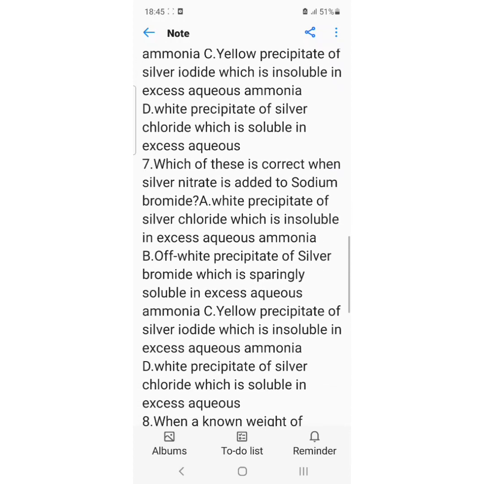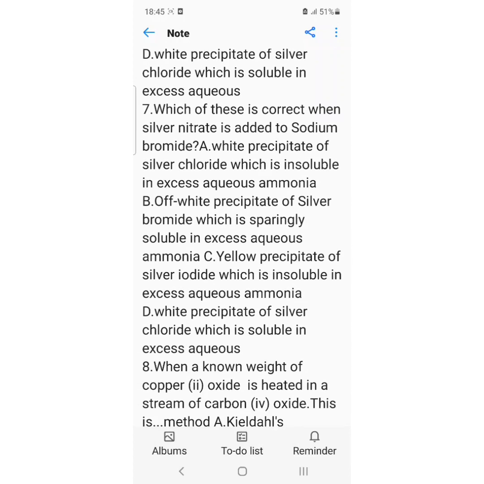Number 7, which of these is correct when silver nitrate is added to sodium bromide? A, white precipitate of silver chloride, which is insoluble in aqueous ammonia. B, off-white precipitate of silver bromide, which is sparingly soluble in aqueous ammonia. C, yellow precipitate of silver iodide, which is insoluble in aqueous ammonia. And D, white precipitate of silver chloride, which is soluble in aqueous ammonia.